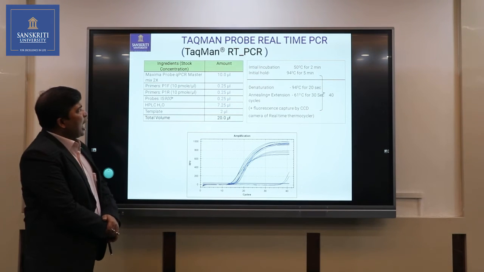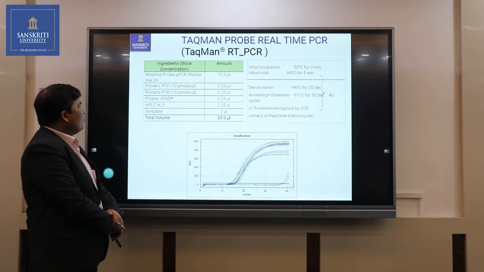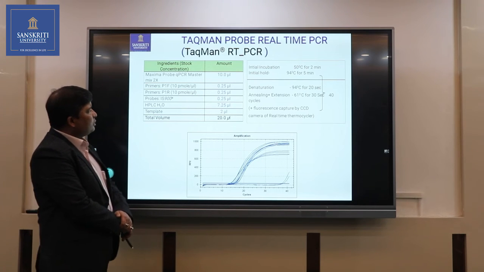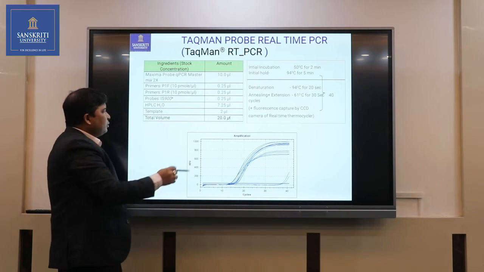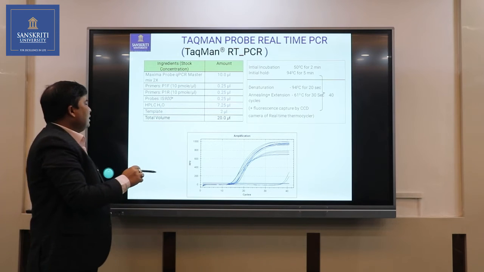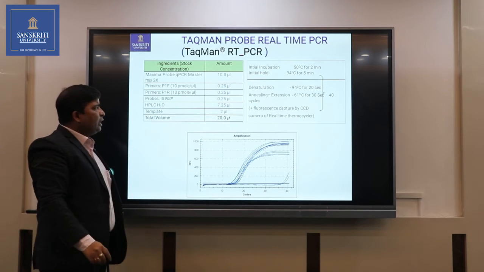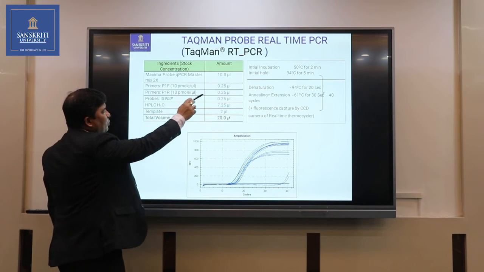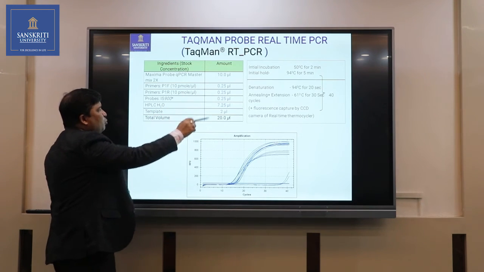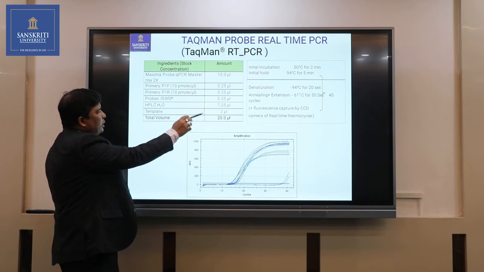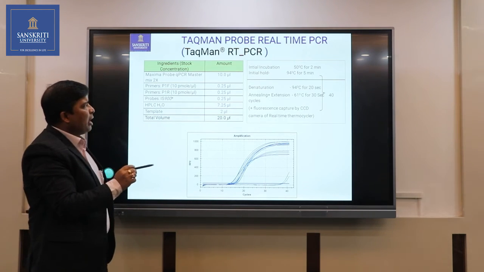Now we discuss the TaqMan probe real time PCR. First of all we discuss the ingredients. We are using Maxima probe qPCR master mix. Because its concentration is 2x, we are using 10 microliter, because the total volume is 20 microliter. Then we are using forward primer and reverse primer at 10 picomole per microliter concentration, and the volume of each primer will be 0.25 microliter. We are also using the specific probe 0.25 microliter, nuclease free water 7.25 microliter and template 2 microliter. Total volume of the reaction will be 20 microliter.